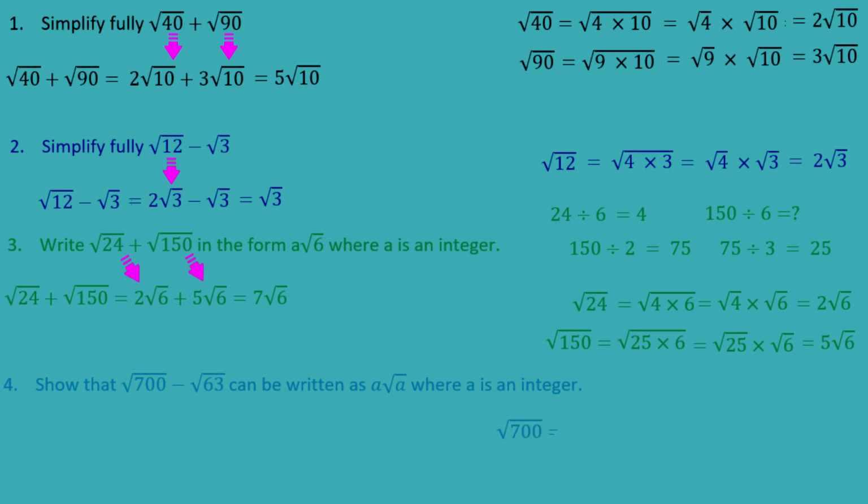Root 700 becomes root 100 times 7, which is root 100 times root 7. Root 100 is 10, so root 700 simplifies as far as possible to 10 root 7.